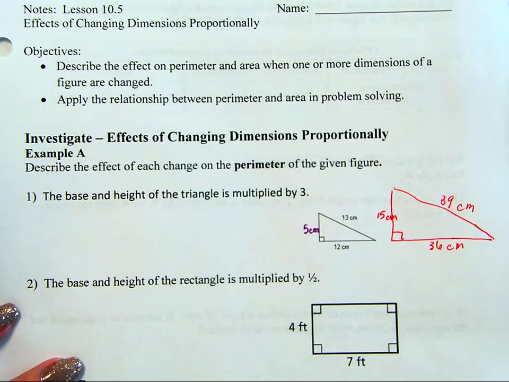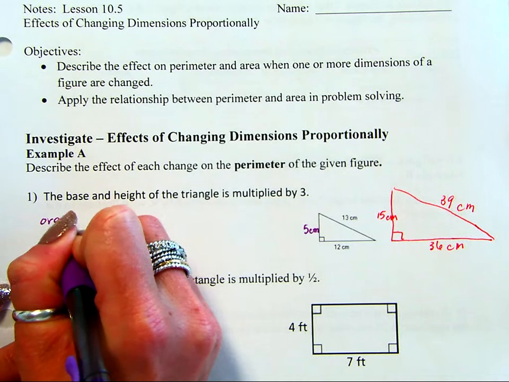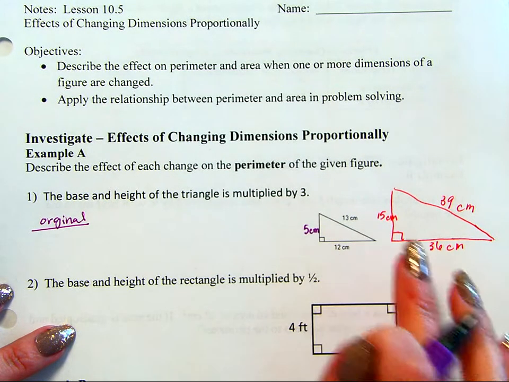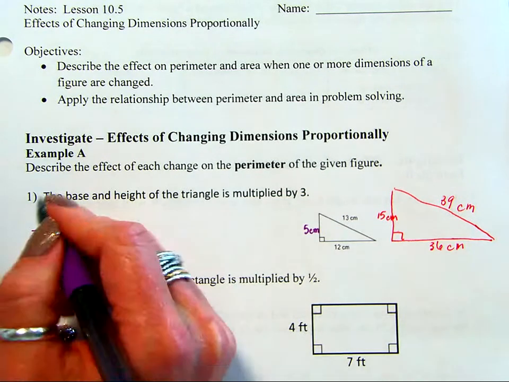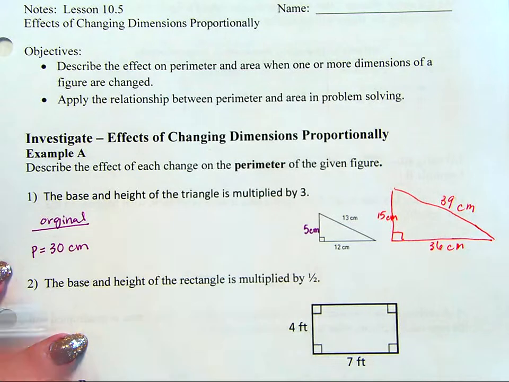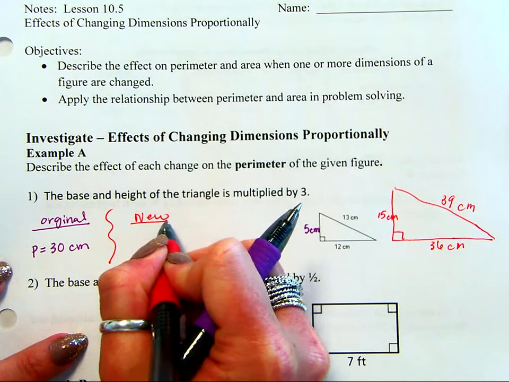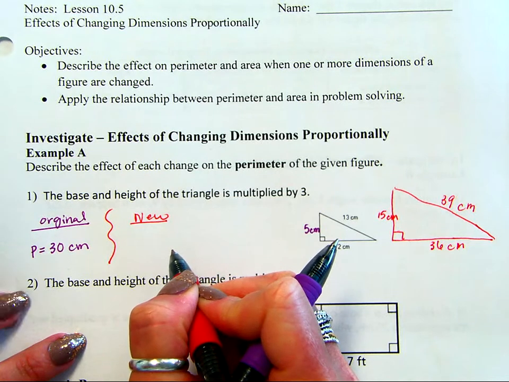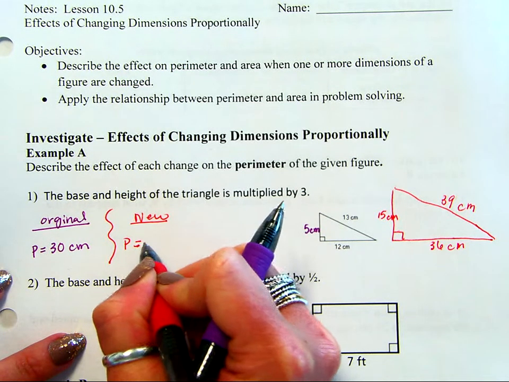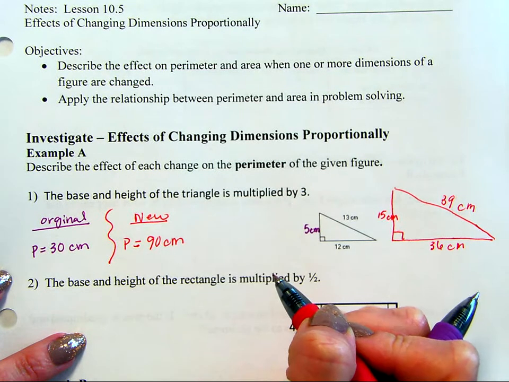Now, if we think about the perimeter for my original triangle, I would just add up the sides. 5 plus 12 plus 13, and we'd find that the perimeter was 30 centimeters. If I take a look at the perimeter for the new triangle, and I add up the sides, well, I would find that 15 plus 36 plus 39 gives me a perimeter of 90 centimeters.